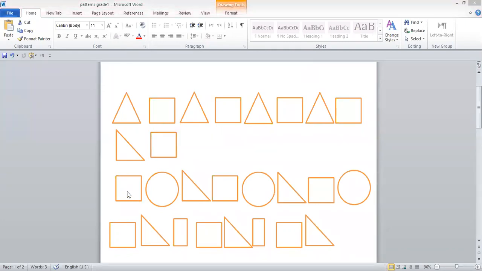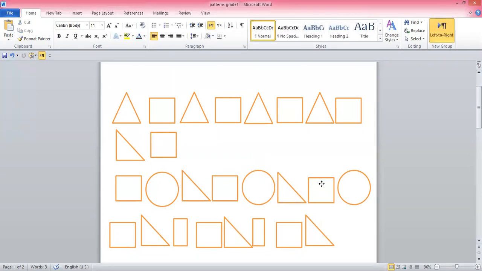Same here, if we check the second pattern. This is starting with square, then you have circle, then you have triangle. Square, circle, triangle, square, circle. If I ask you to identify that pattern, you will say, sir, this pattern is made of three shapes: square, circle, triangle. The first shape is square, the second shape is circle, and the third shape is triangle. After these three shapes, the pattern is repeated.